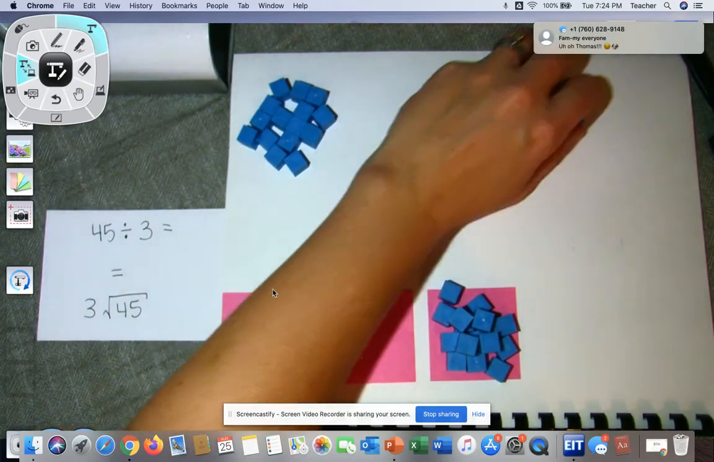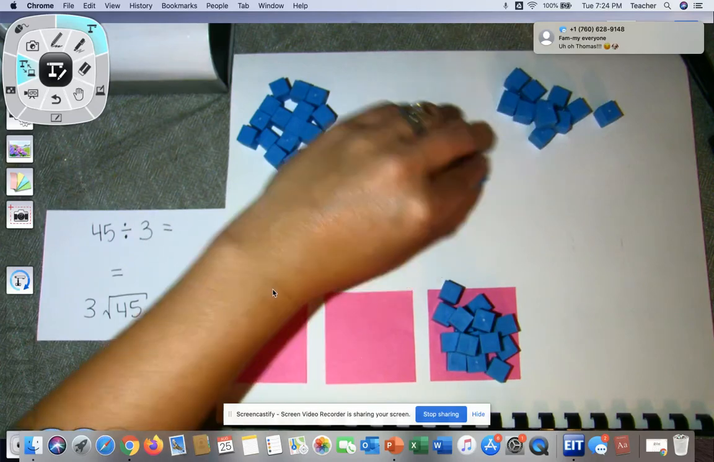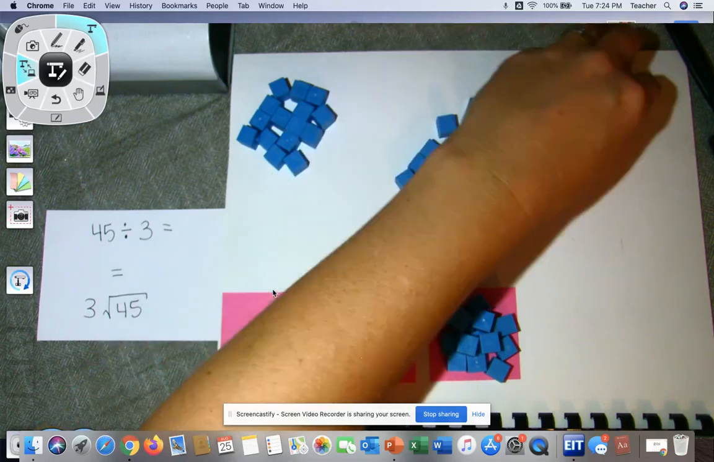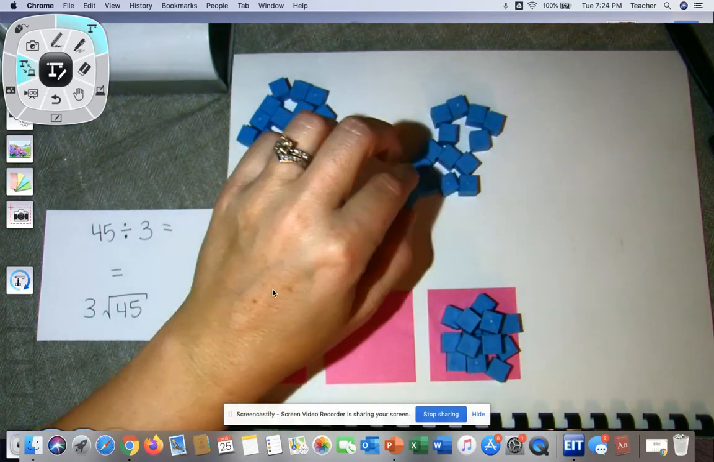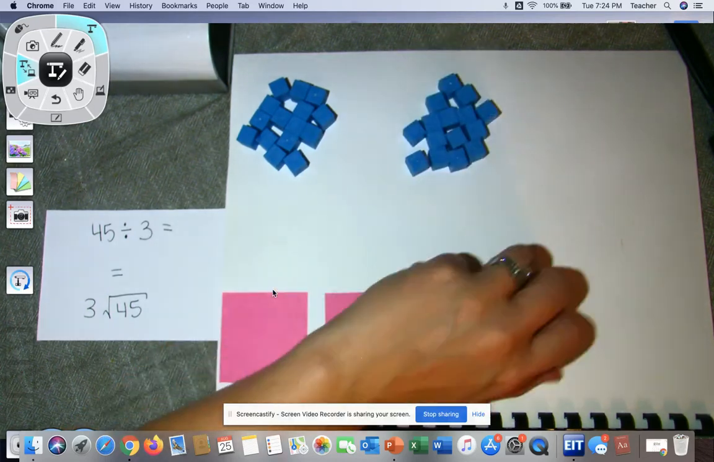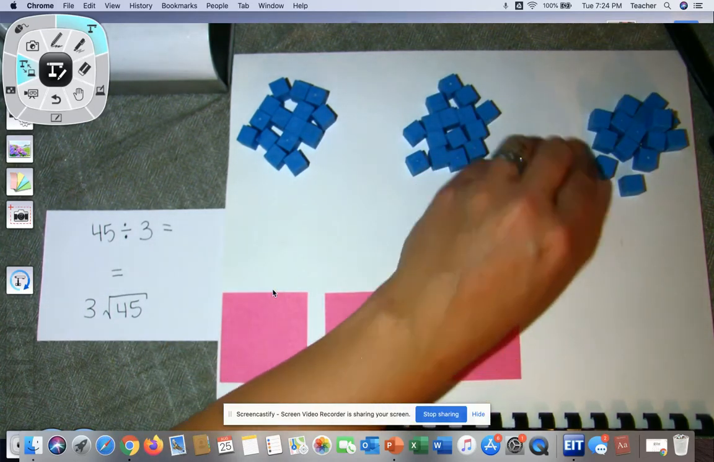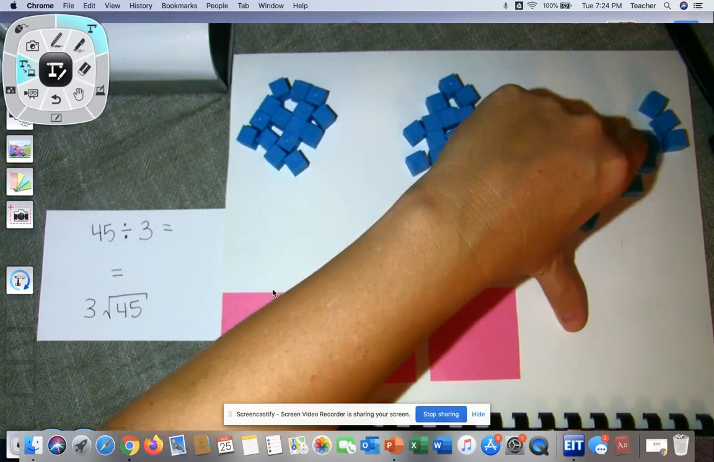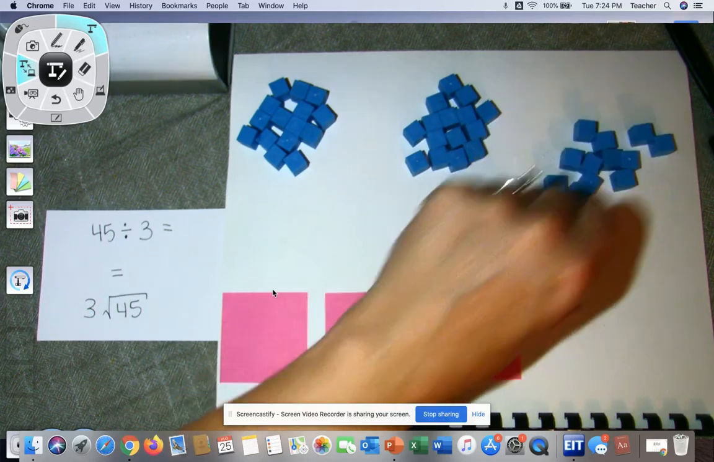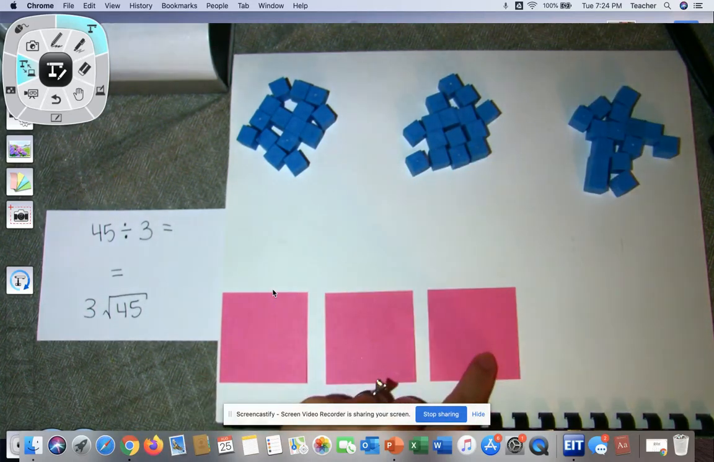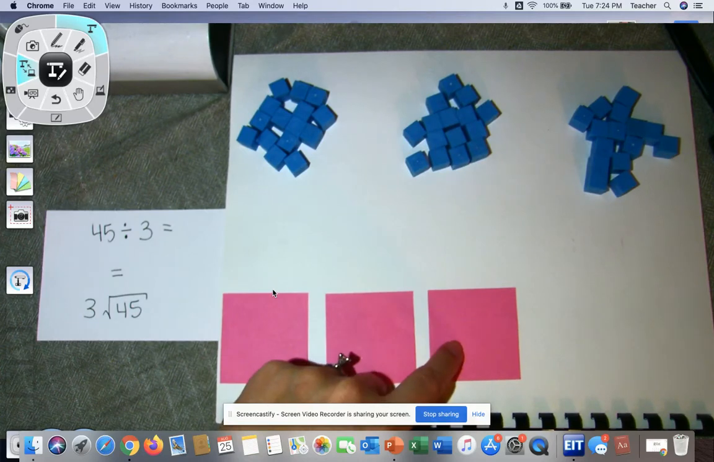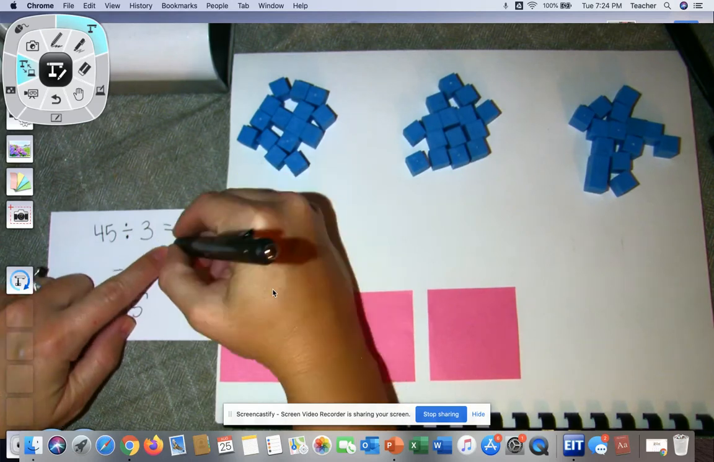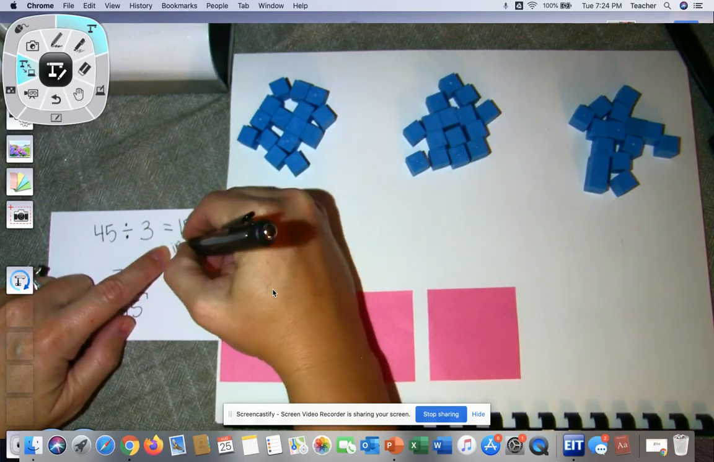Okay, so let's check. So there's 3, 6, 9, 12, 13, 14, and I think I put 1 over there on accident because I bumped it. 15. All right, let's check out this last one. 1, 2, 3, 4, 5, 6, 7, 8, 9, 10, 11, 12, 13, 14, 15. So I did accidentally bump 1 from this Post-it note to this Post-it note. So what that means is 45 divided into 3 groups equals 15 in each group.